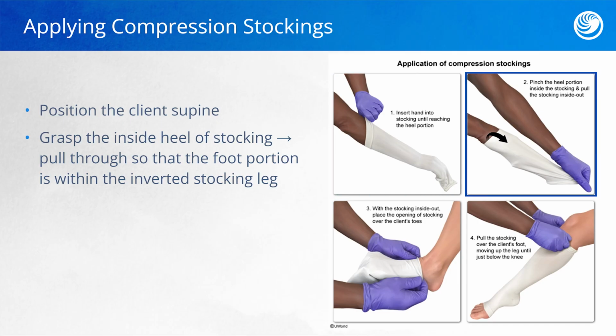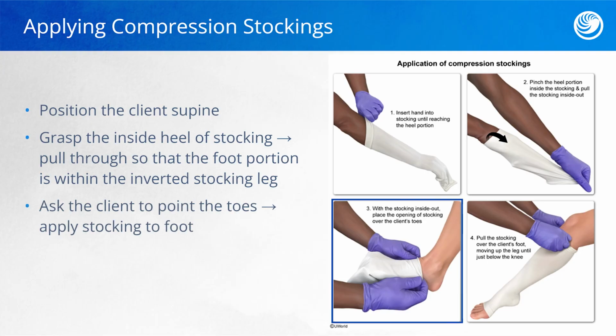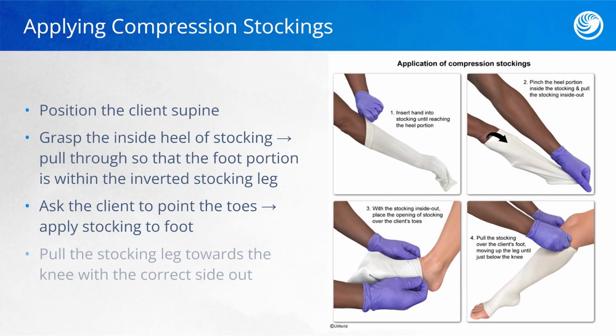Pull the stocking out and through so the stocking is inverted, leaving the end folded in on itself, as seen in Step 2. Ask the client to point the toes and apply the stocking starting at the folded inverted end, as seen in Step 3. Pull the stocking up towards the upper legs, pulling the stocking back out from the inverted position as seen in Step 4. Inspect for a smooth stocking. Make sure there are no wrinkles, gatherings, or rolls of this stocking against the client's extremities.